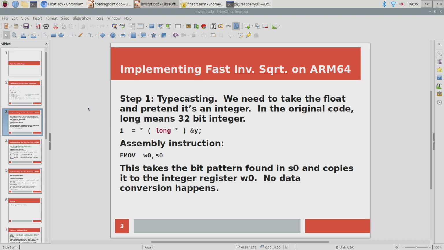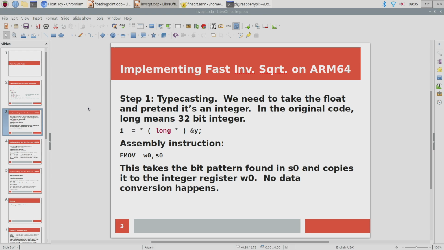Okay, so if I do fmove and take S0, which is a 32-bit float, and I put it in W0, all it does is copy the bit pattern into W0, the integer. That's it. Doesn't convert it, doesn't do anything. It just literally moves the bit pattern from one place to another. Okay, so that single instruction in C is sort of equivalent to doing the fmove instruction here. Okay, good.